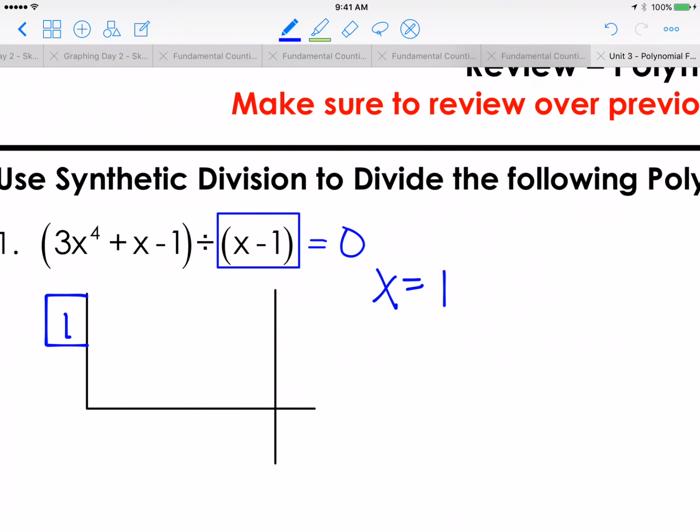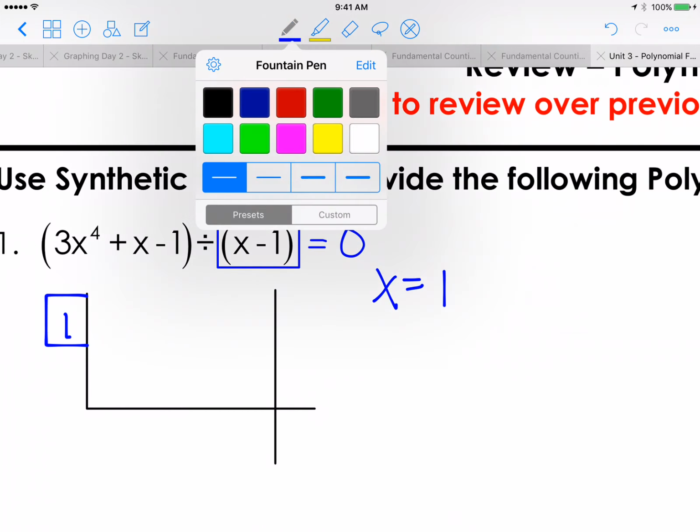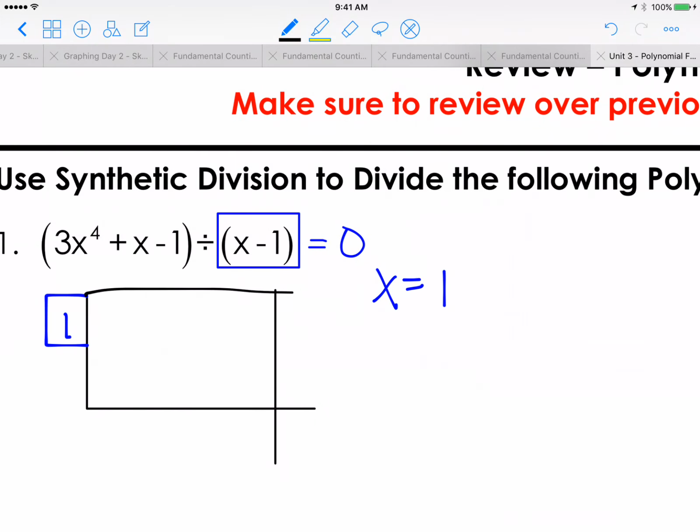X is equal to 1. And so this is where we put a top over our box. And then we start with our highest degree. So our highest degree here is 4. So we say 4, 3, 2, 1, and 0. Now that setup is just to help you organize your data. Those are not the numbers that you drop down.